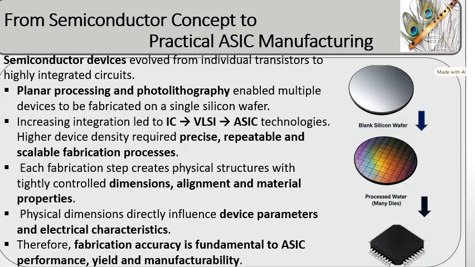Therefore, modern ASIC manufacturing depends not only on the circuit design itself, but also on the ability to reproduce its physical dimensions accurately, repeatedly, and at high volume. This forms the basis for understanding process variations and the need for design rules and physical verification.